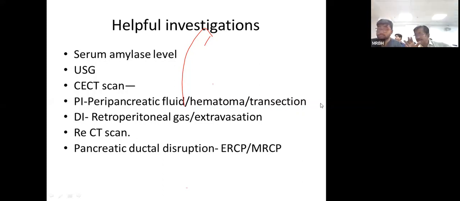So these are the different investigations that can help in management of a pancreatic injury, like serum amylase level, USG, and CT scan, which can reveal peripancreatic fluid, hematoma, transection, and retroperitoneal gas. Sometimes the initial CT cannot give a correct diagnosis. In that case, you need to repeat the CT scan. And if you suspect pancreatic ductal disruption, there is a role for MRCP and ERCP, and even pancreatic stenting may help. Next.